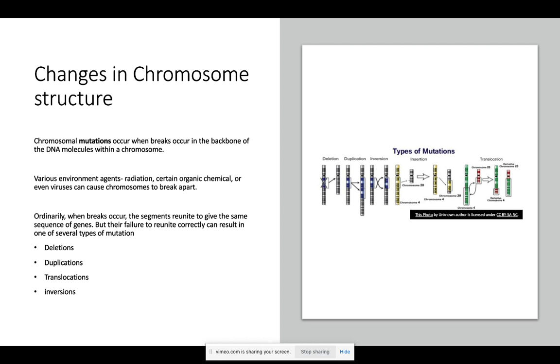Whenever you have chromosomal mutations, whether through different agents such as radiation from chemotherapy or certain organic chemicals, again, Roundup has been shown to cause DNA damage, or even various viruses, this can cause the chromosomes to break apart. This causes chromosomal mutations in which you actually have breakdown of the DNA molecules within a chromosome.